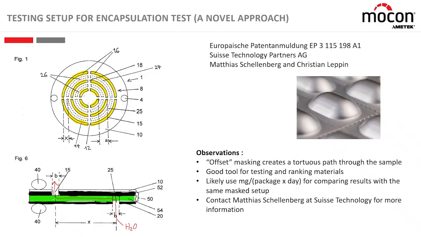And if you're always mounting the materials the same, using the same masking with these open holes on this side and then the offset mask on the other, you can now rank materials very well. You can kind of look at how good they are. So I thought this is really, really neat, novel piece. If you are more interested in this, you can contact Matthias on this directly. Yeah, I think it's pretty cool.